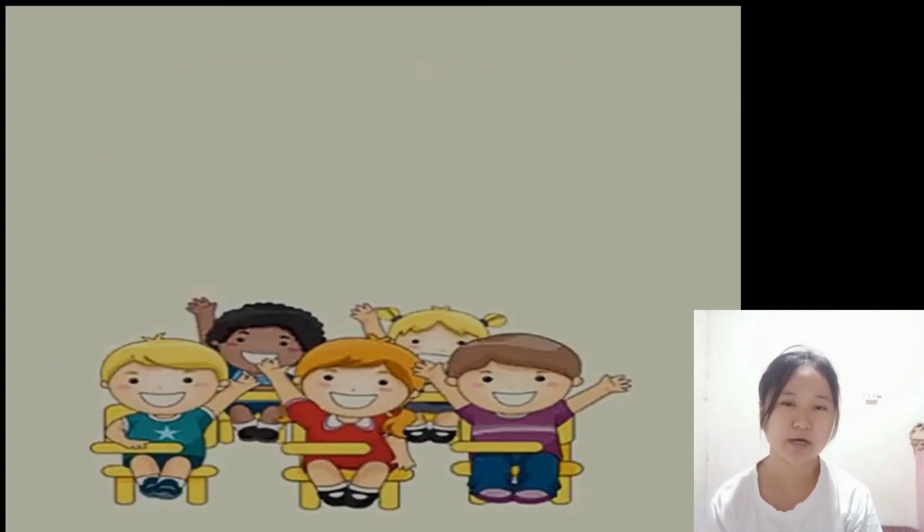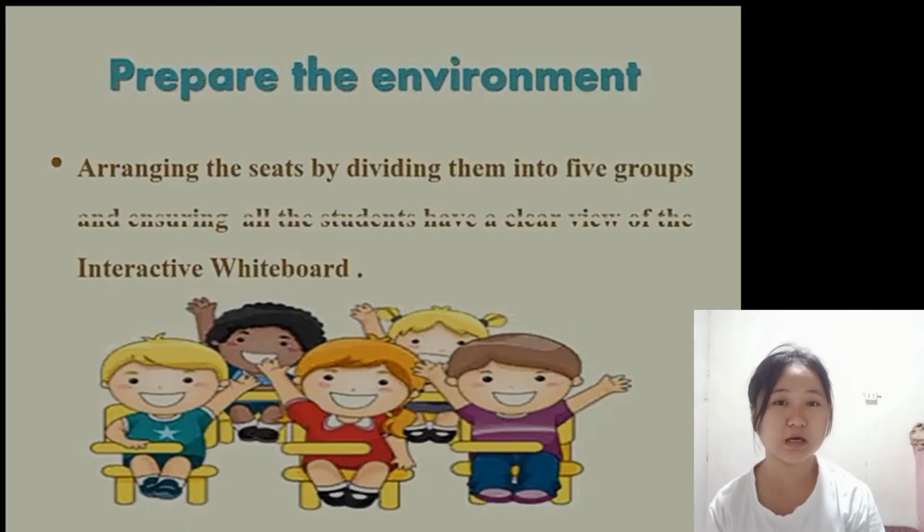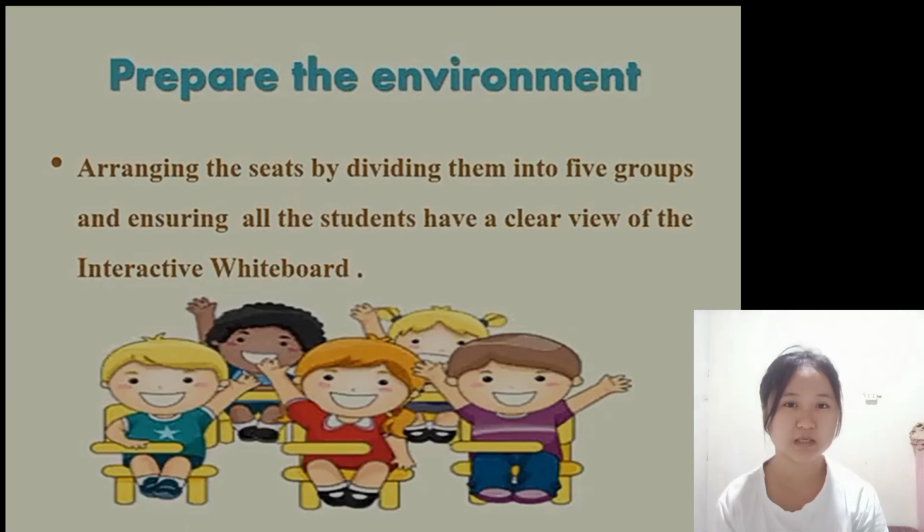Next is prepare the environment. The teacher should check that the classroom is in order for adequate comfort and to ensure that it is proper for the teaching and learning process. This includes adequate lighting, proper ventilation, good seating arrangements, and the classroom should be swept.